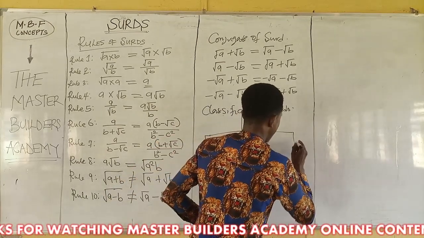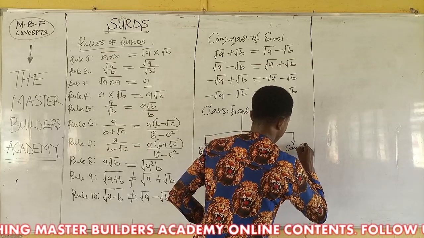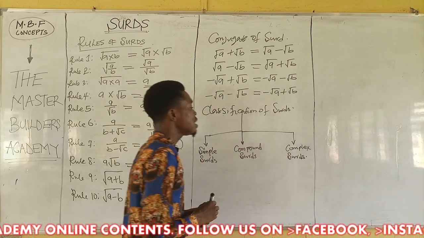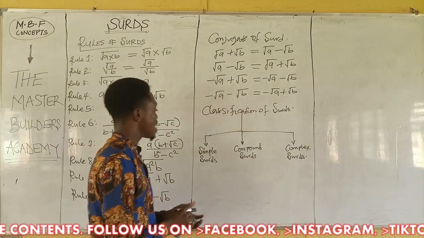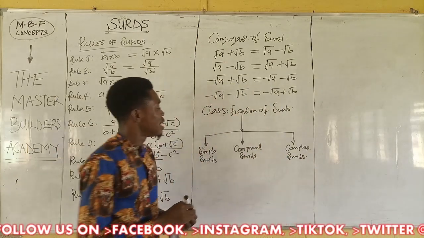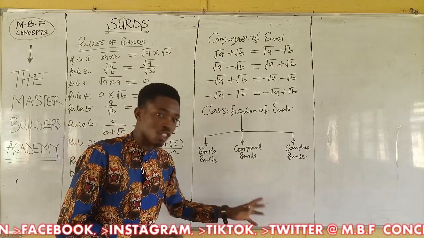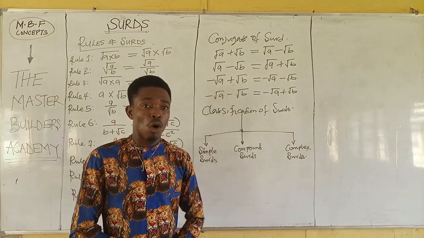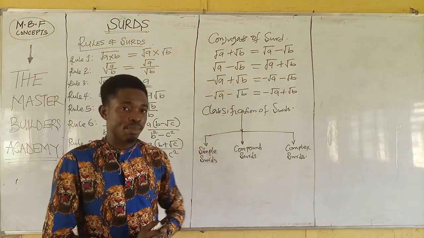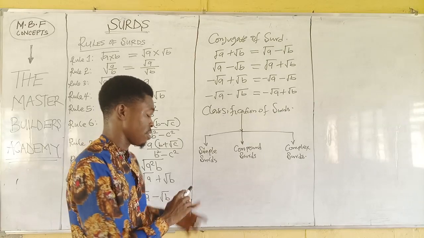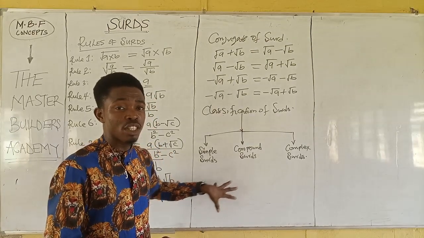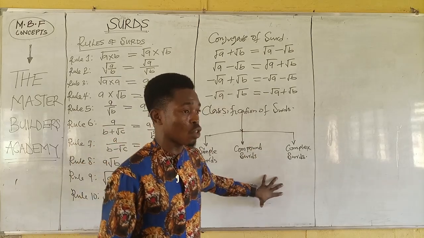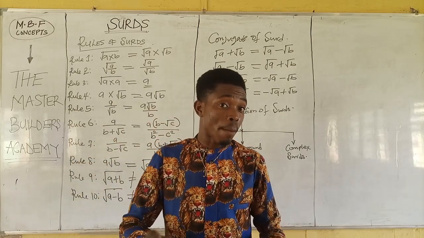While the last but not the least is complex surds. These are the basic classifications of surds. So why I'm giving us this tree diagram or this flow chart is because our calculations or our solvings will be based on this. So when you understand the concept of simple surd, compound surd, and complex surd, solving problems in surds will not be a problem.